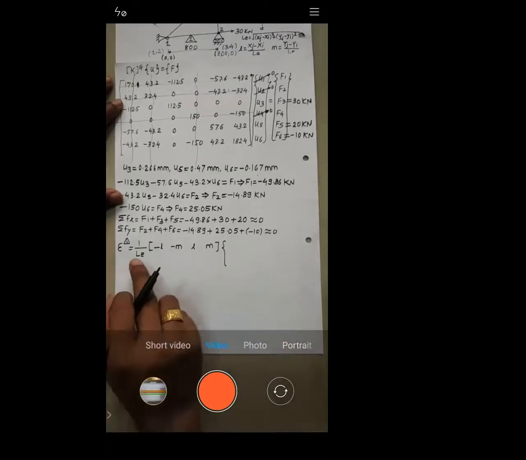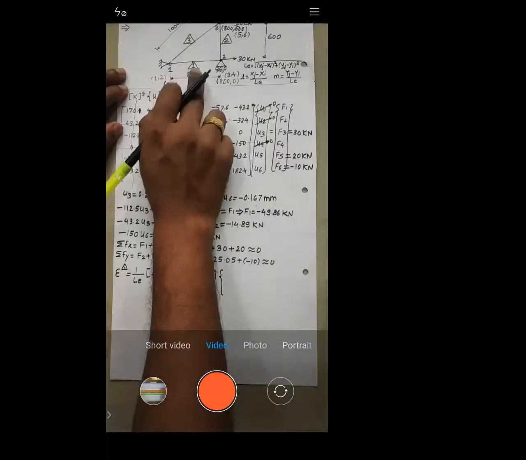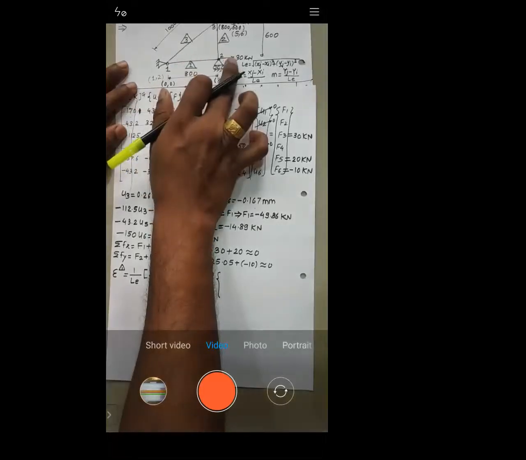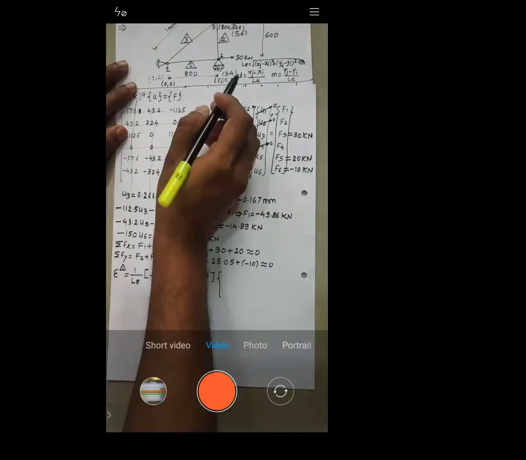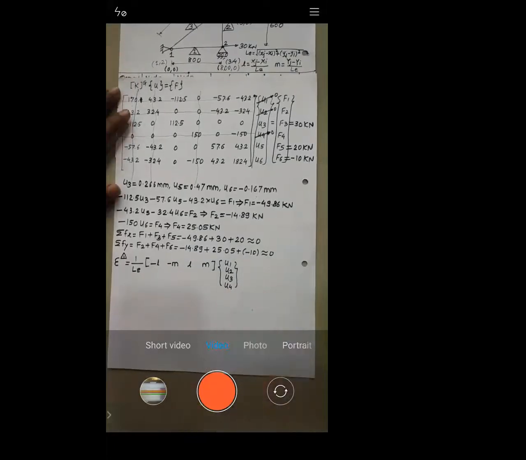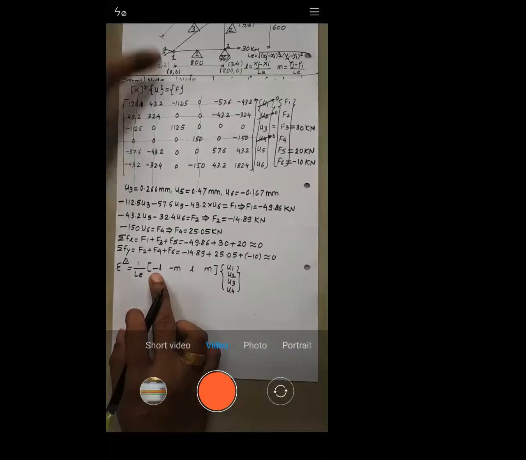Into what? Now see, all of you see this element number 1. Have you seen this element number 1? It is between two nodes, 1 and 2. Yes, sir. Element number 1 is between 1, 2. And for 1, 2, which degrees of freedom are there? 1, 2, 3, 4, right? So I need to write down here U1, U2, U3, U4. Is it okay or not? Let me know. Just check it.